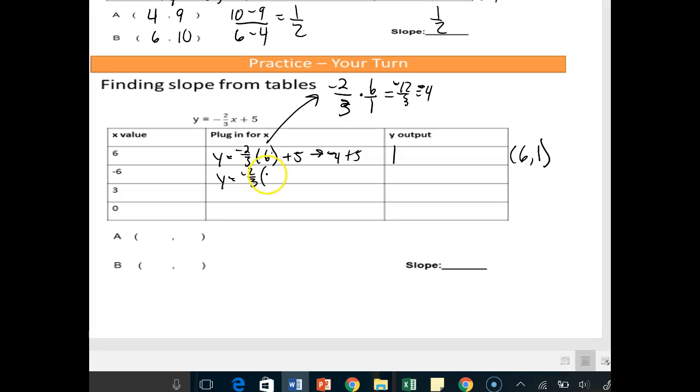So negative 2 times negative 6 this time, since we have two negatives, will actually give us a positive 4 this time, plus 9, and that will actually give us an output of 9, so 6, 9.